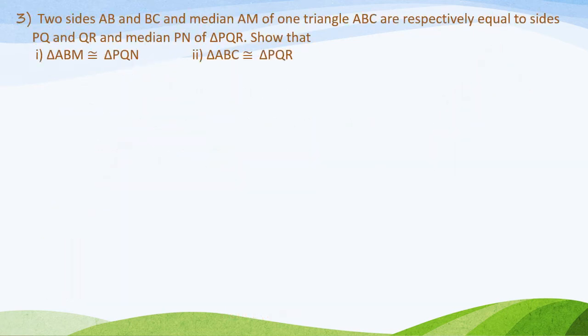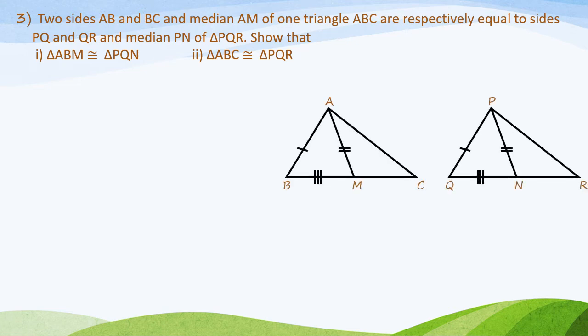Now let us solve sum number 3. Two sides AB and BC and median AM of one triangle ABC are respectively equal to sides PQ and QR and median PN of triangle PQR. Show that triangle ABM is congruent to triangle PQN. Second, triangle ABC is congruent to triangle PQR. Come, let's solve the sum.